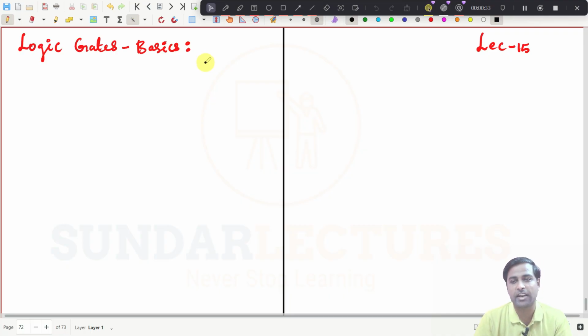We try to implement the logic gates for building the Boolean expressions, right? To build the Boolean expressions, we are going to use the logic gates. So the basics we will see in this class.